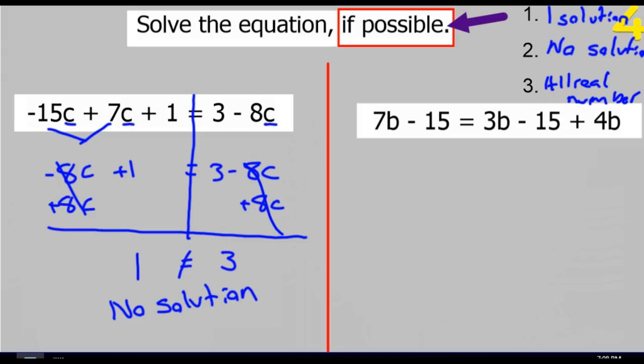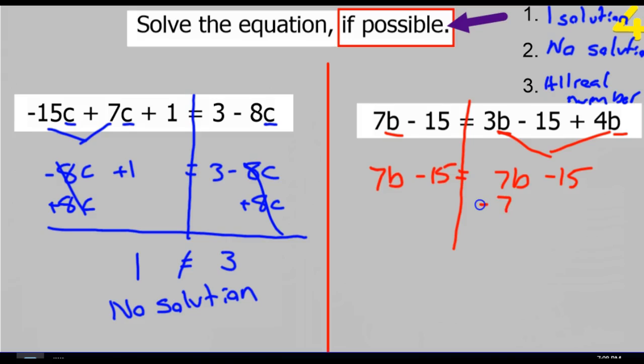Here we have a b on this side, a b here, and a b here. So we have 7b minus 15 equals 3b minus 15 plus 4b. I can combine both of my b's here on this side. So we get 7b minus 15 and 7b minus 15. Here I can subtract 7b. This will cancel out, so will this. So now I have negative 15 equals negative 15. So negative 15 does equal negative 15 because they're the same number.